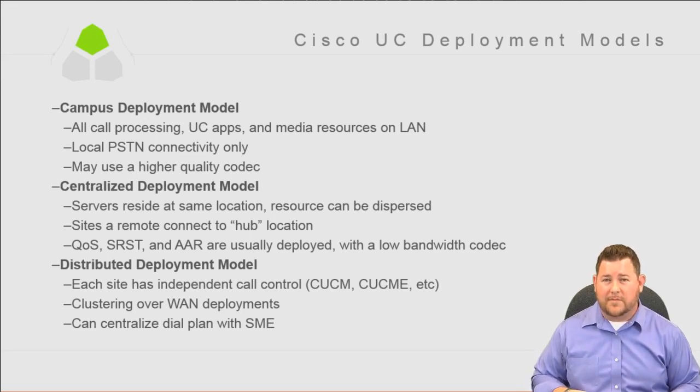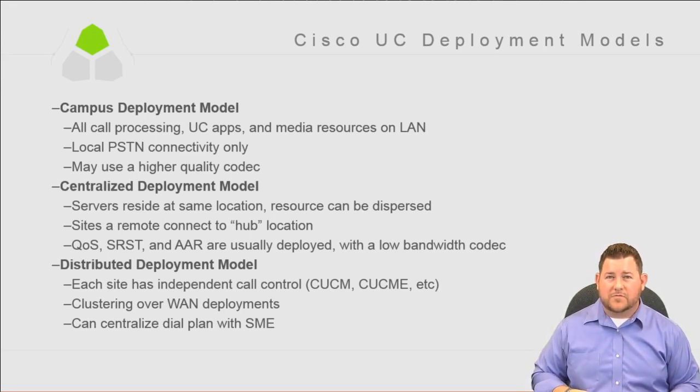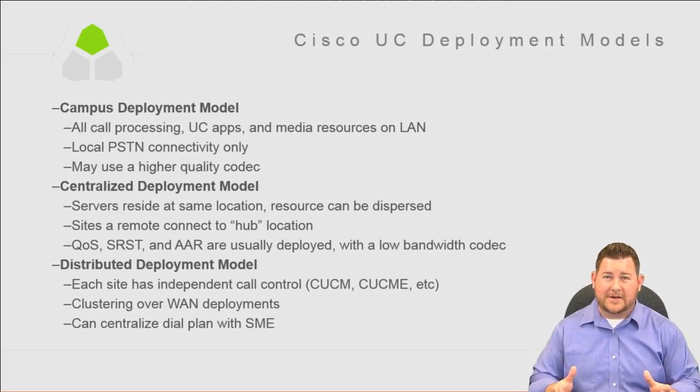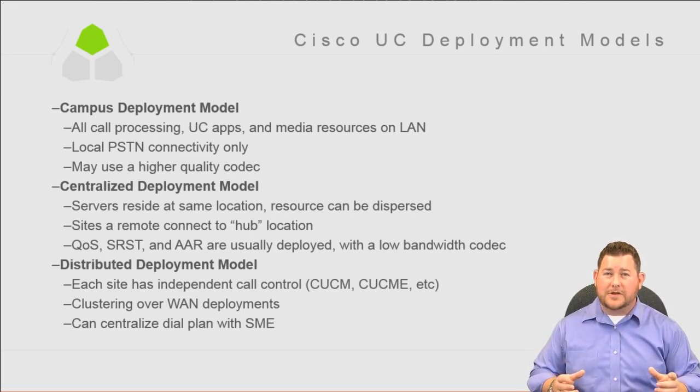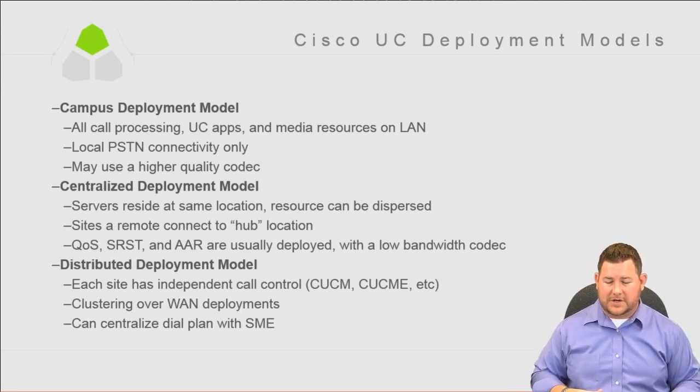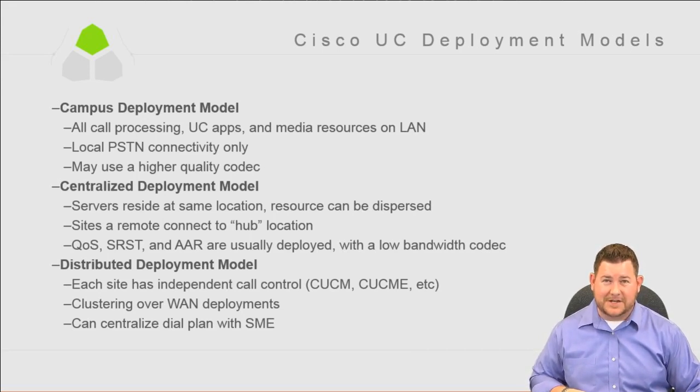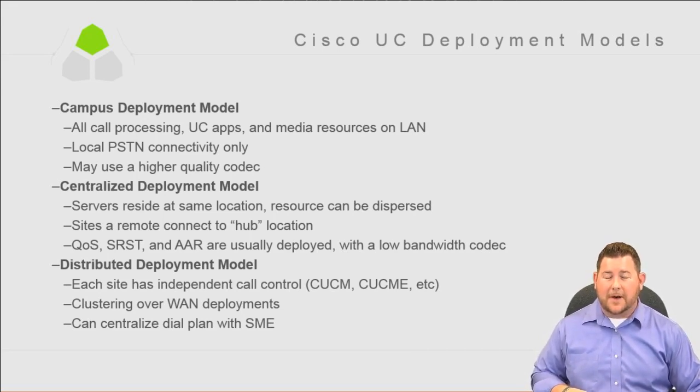The centralized deployment model is where servers reside at the same location, but resources can be dispersed. So in a centralized deployment model, you can have basically the same thing as your campus model, except that now you can have sites elsewhere. You can have a couple different sites that are connected to this location. So, well, there's a little bit of a typo there, but remote sites connect to a hub location is what it's supposed to say.